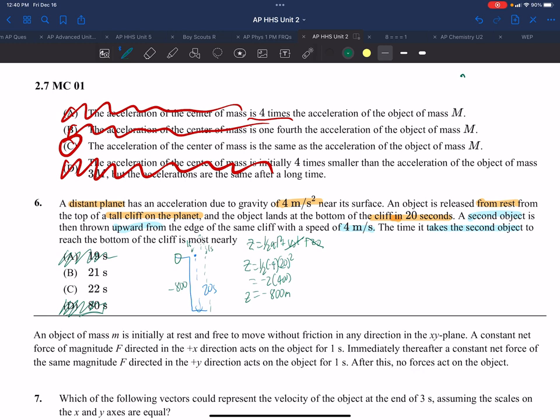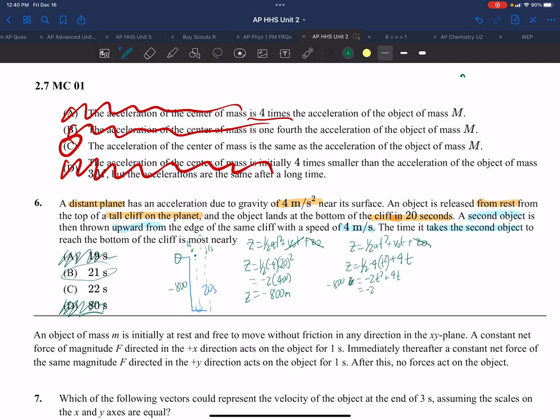Now we could run the equation for the second case. And so the z0 is still 0, but we have an initial velocity of 4. And our acceleration is minus 4, and we're looking for the t. So z then is minus 2t squared plus 4t. And we know z is minus 800. So we could do a check here. We could just test one of these two answers.